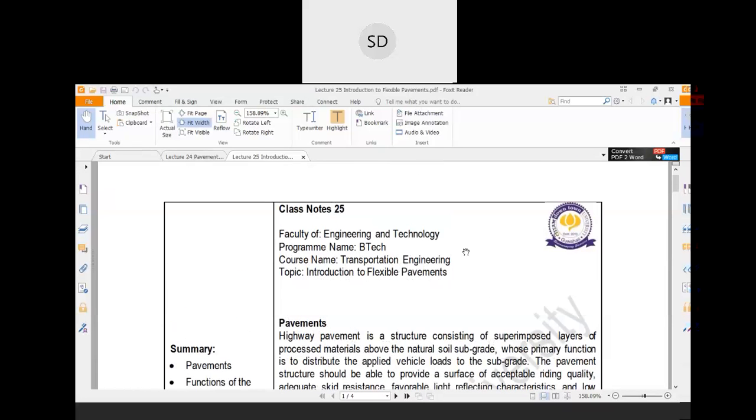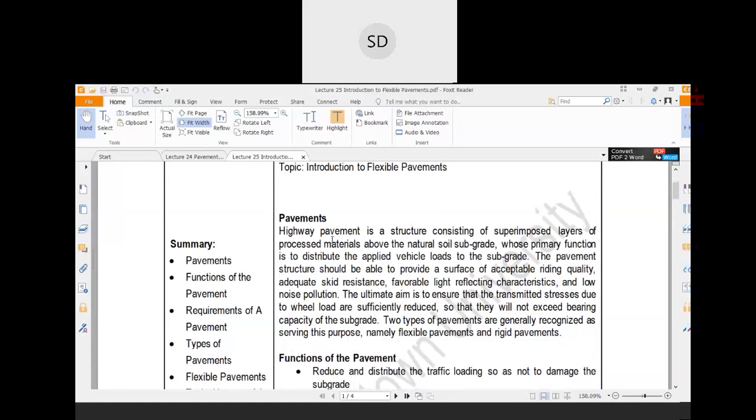Now let us discuss the basic types of pavements, that is, the categorization of pavements. A highway pavement is a structure consisting of superimposed layers of processed materials above the natural soil or soil substrate. The layer below is the soil substrate, and above that there are different layers, therefore it is called superimposed layers of processed materials, whose primary function is to distribute the applied vehicle loads to the subgrade.